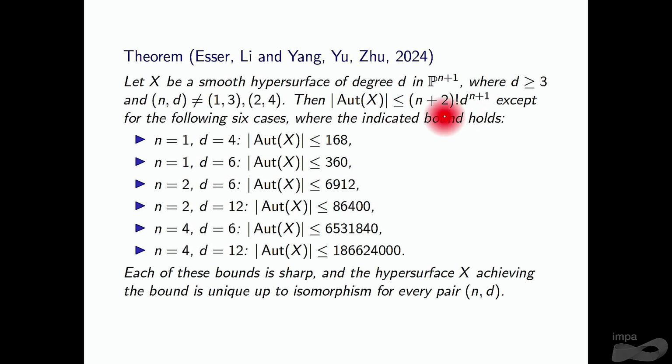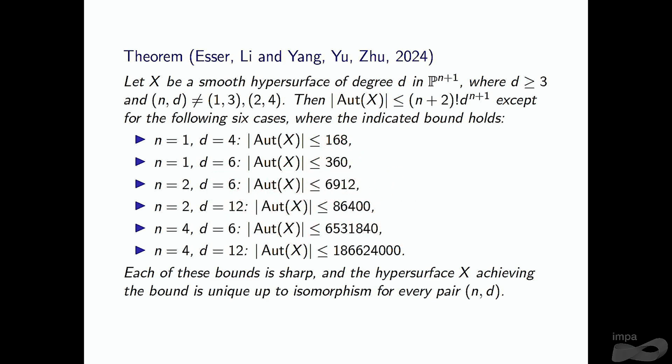Let X be a smooth hypersurface of degree d in P^(n+1), where d is greater than or equal to 3, and you exclude the cases you have to exclude. Then the order of the automorphism group is at most the order of the automorphism group of Fermat, which was, of course, (n+2)! times d^(n+1). And there are these exceptions. So there are only 6 exceptions, which are here.